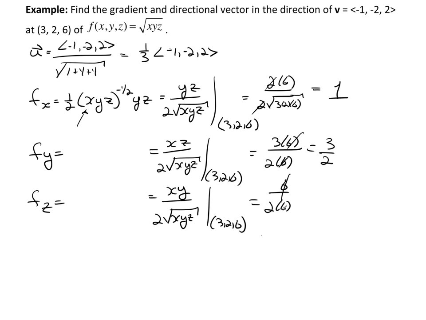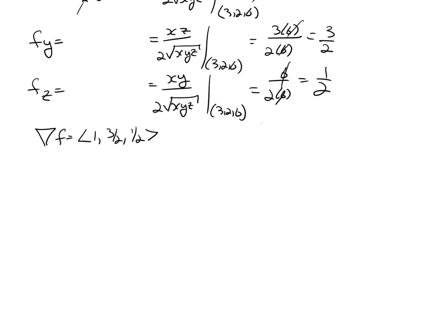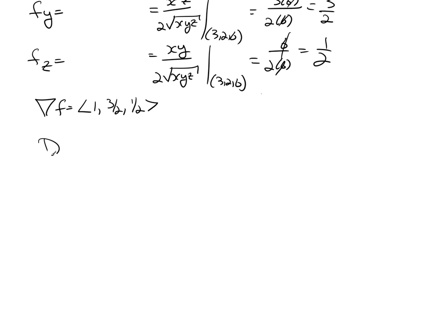So that makes it pretty easy now to actually find the directional derivative, because the directional derivative is going to be the gradient of f dot u, which is going to be 1, 3/2, 1/2 dot, I forgot what u is. Oh, there it is. -1 over 3, -2 over 3 and 2 over 3.